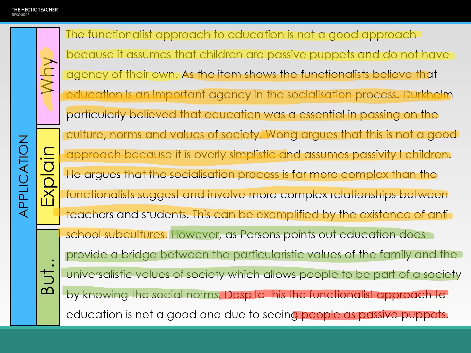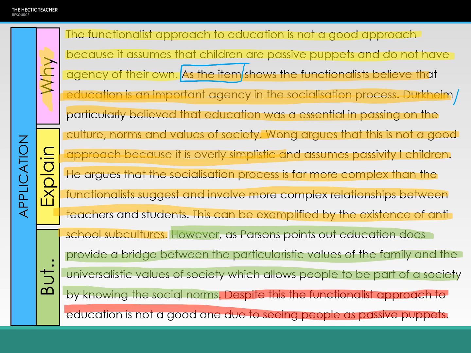Despite this, it's still not good because it's still seeing people as passive. What I'm going to do now is show you all the examples of application that I've got in this paragraph. There are quite a few because I've used the item. This is a really good example showing how I've paraphrased rather than quoted. I've used the words that are in the item, but mixed them up a little and used them in a way that makes my paragraph flow and make more sense.